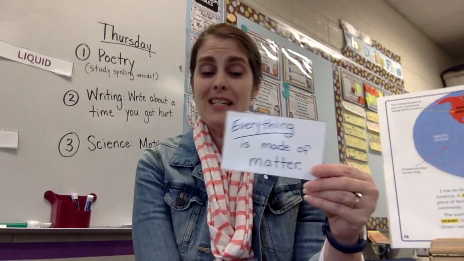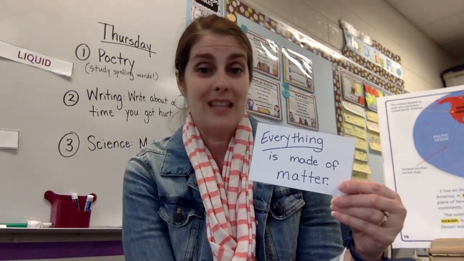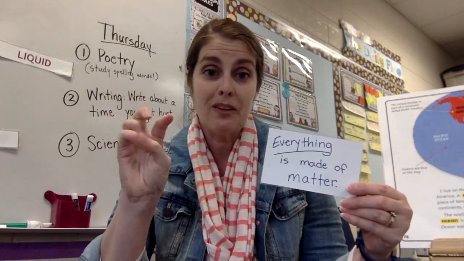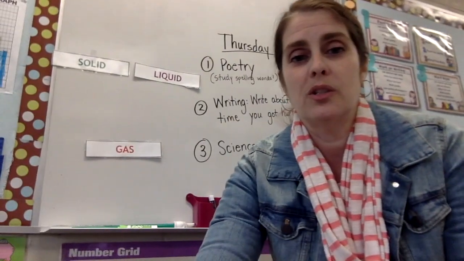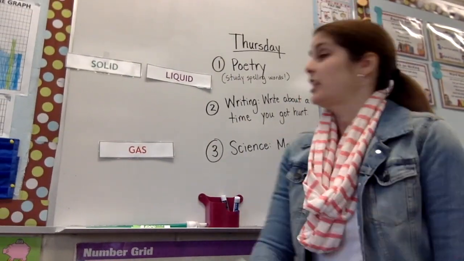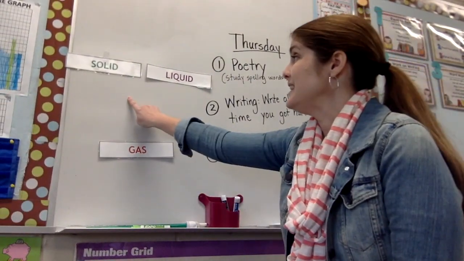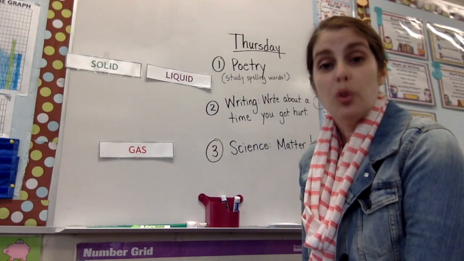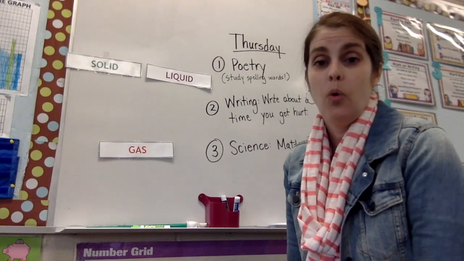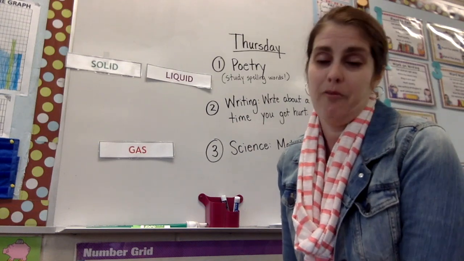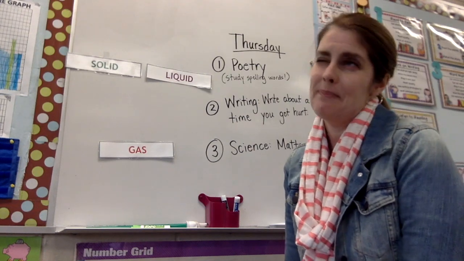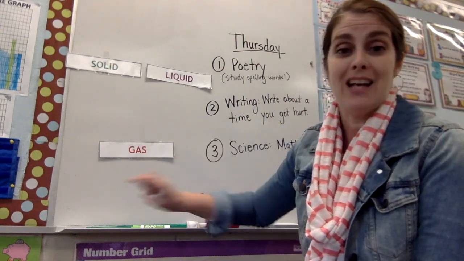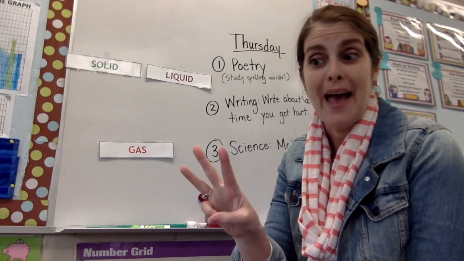Now, everything's made up of matter, but not everything's the same. But most things fall into three main groups of matter. Right, I'm going to turn it so you can see here. Most things fall into these three main groups: solids, liquid, and gas. Okay, so those are the three types of matter, or we call them states of matter. Not a state like Michigan, but those are called states of matter. So solid, liquid, and gas are the three states of matter.